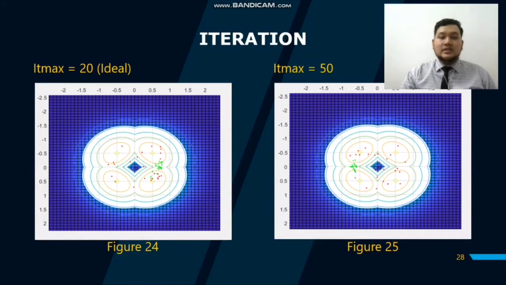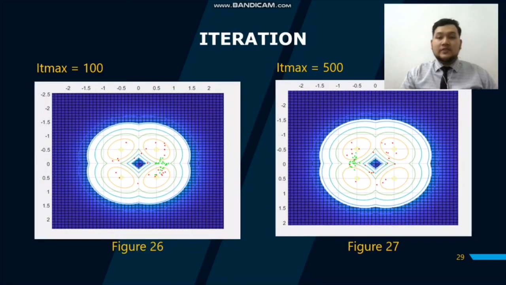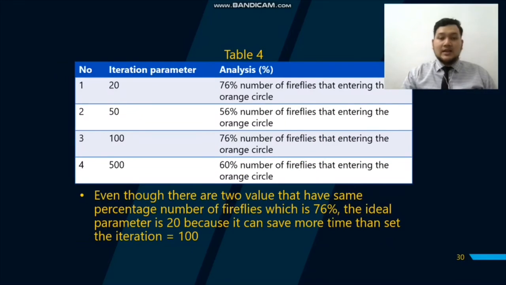Third, I will change the value of the iteration, where I set it to 20 iterations, 50 iterations, 100 iterations and 500 iterations. From the analysis, we can see that 20 iterations and 100 iterations have the same percentage, which is 76%. But I choose 20 as the ideal because it can save more time than setting the iteration to 100.